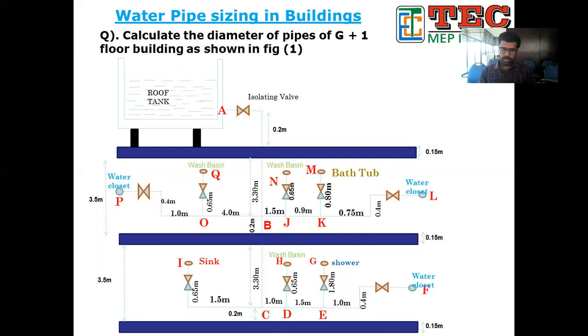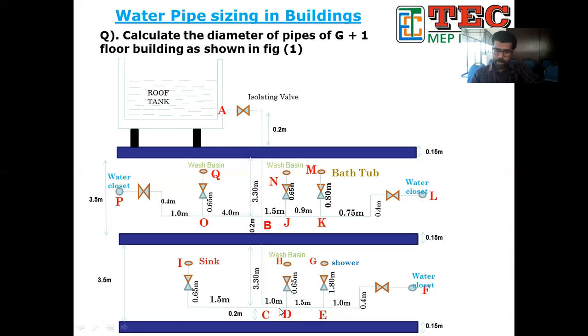Find the total fixture unit. It will be 5.5. How do we get 5.5? 2 plus 2.5 plus 1. Here EF is 2.5, correct? EG is 2. So 2 plus 2.5 is 4.5. DE is 4.5 because it is the addition of these. Then DH, how much? It is 1, wash basin 1 only. So 4.5 plus 1 is 5.5. So 5.5 is the fixture unit.